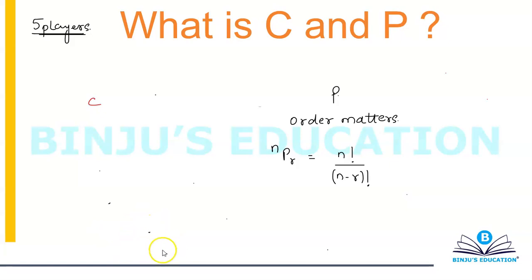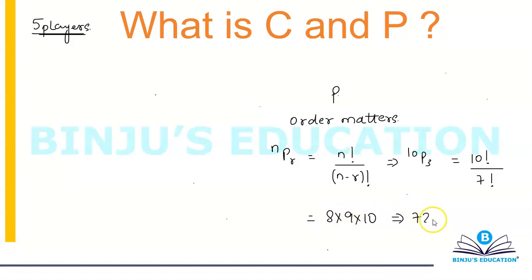So if there are 10 participants who took part in the race, and we're looking for the first 3, then this will basically become 10P3, which is equal to 10 factorial divided by 7 factorial, which will basically be equal to 8 into 9 into 10, and that's equal to 720.